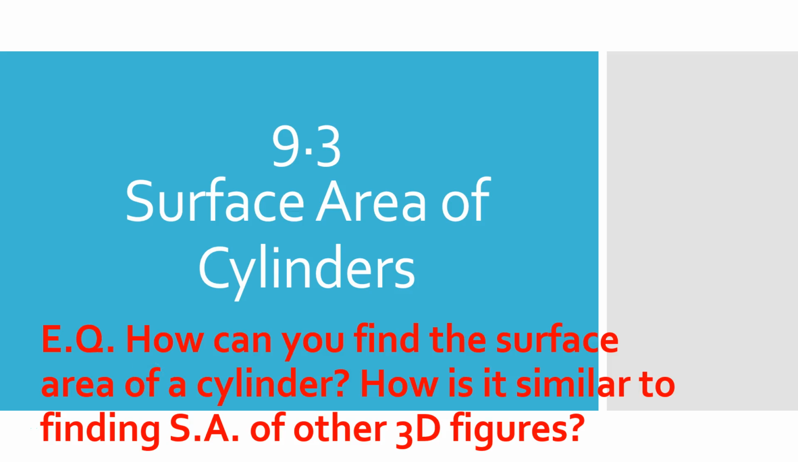Our topic for today is going to be surface area of cylinders, section 9.3. Our central question is, how can you find the surface area of a cylinder? How is it similar to finding surface area of other 3D figures? I want you to think about what we did when we found the surface area of a triangular prism.